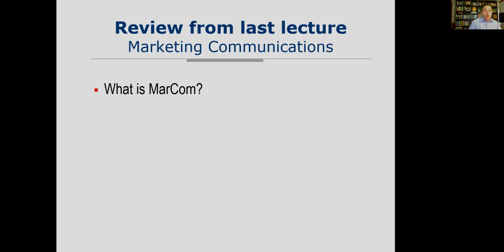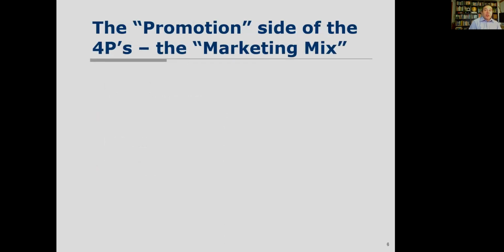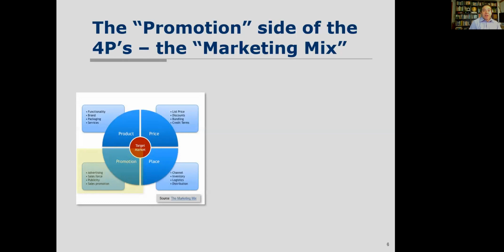So we'll do a quick review from the last lecture on marketing communications. What is marketing communications? What are the objectives, positioning, and execution? So as mentioned, marketing communications is part of promotion. It's the promotion side of the marketing mix, the so-called 4 Ps, being product, price, place. And promotion is one of the key elements of the 4 Ps. That includes advertising, developing and training the sales force, resourcing the sales force, publicity, public relations, sales promotion, and so forth. There are many aspects to marketing communications and promotion.